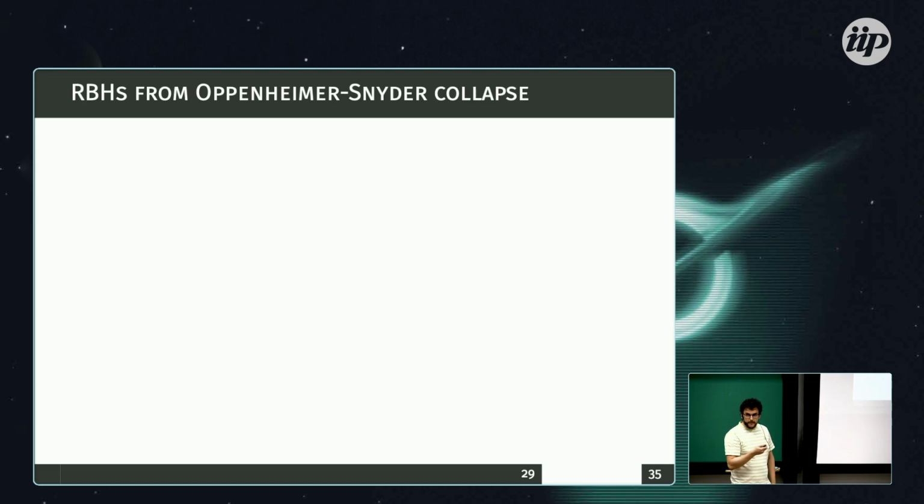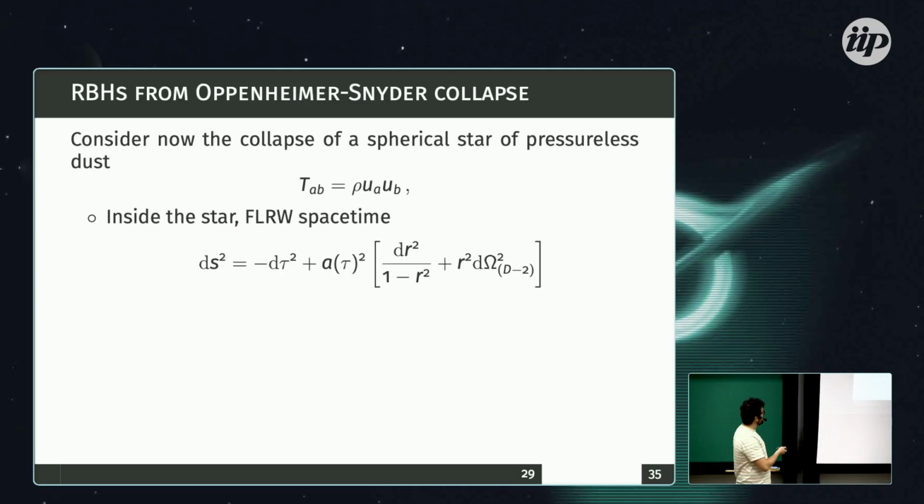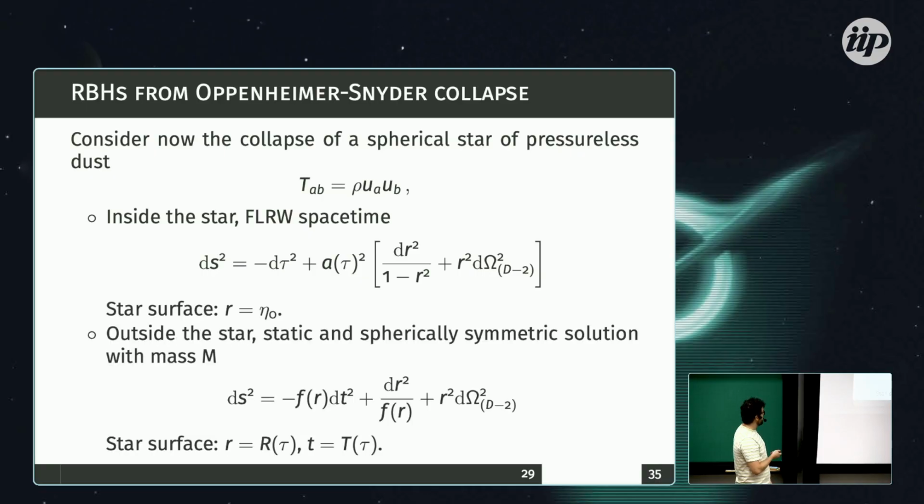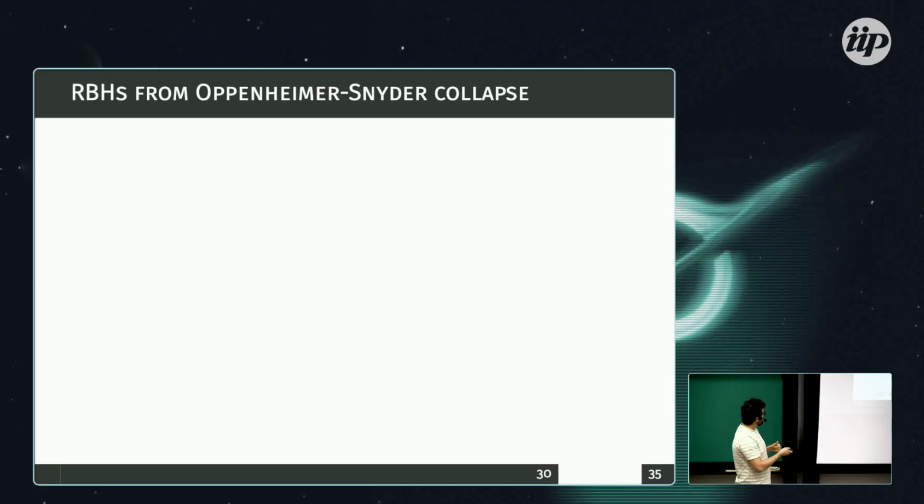It's just Oppenheimer-Snyder, but the ideas are the same. Well, what you consider here is a pressureless dust star. So it's a star instead of a shell. So you can see what happens in that case. In the inside, you have Friedmann, Lemaitre, Robertson, Walker. In the outside, again, you have the spherical symmetric solution. You need to solve for the equations of the star surface.